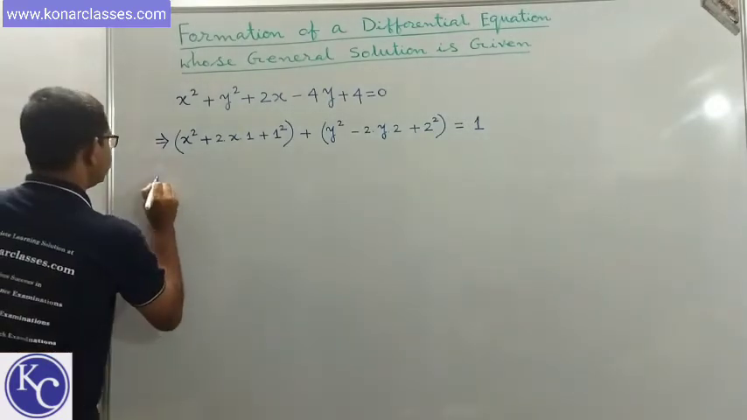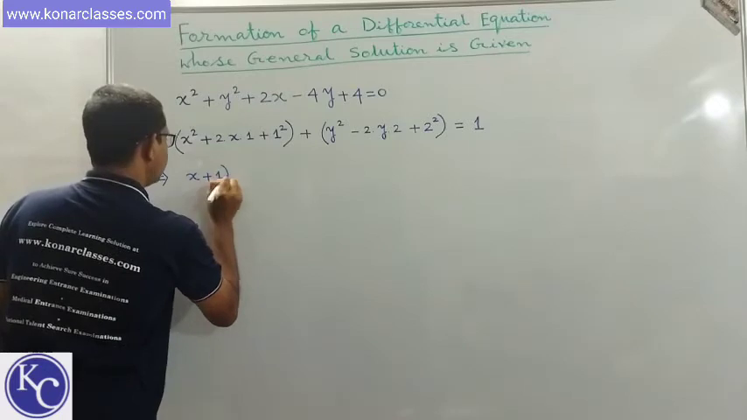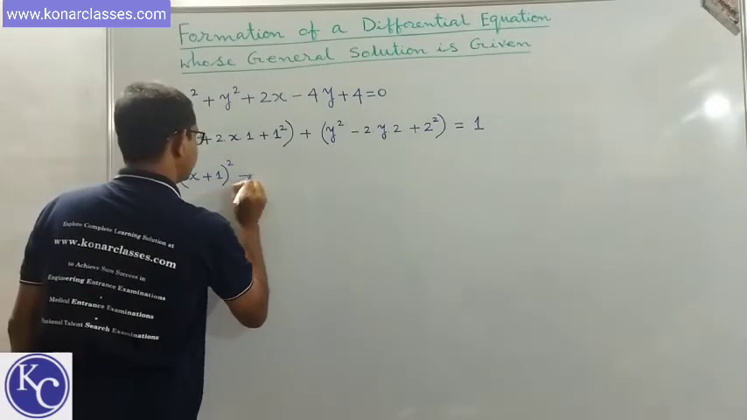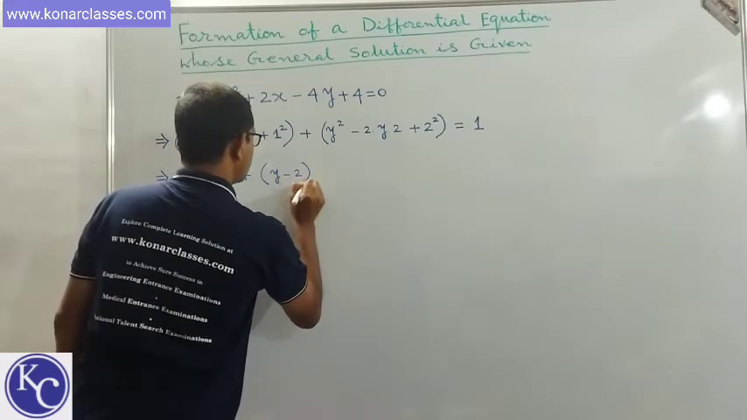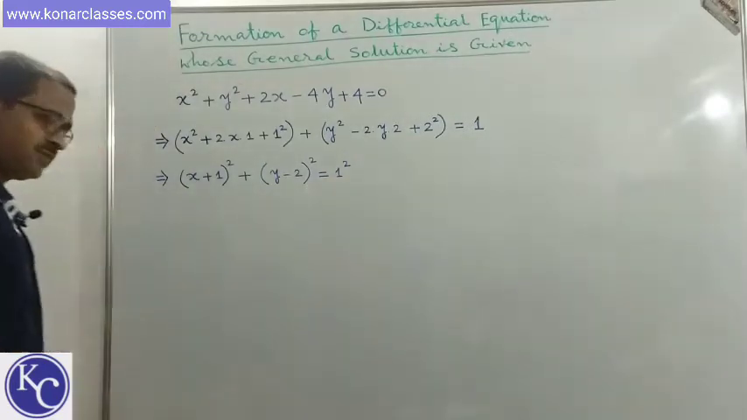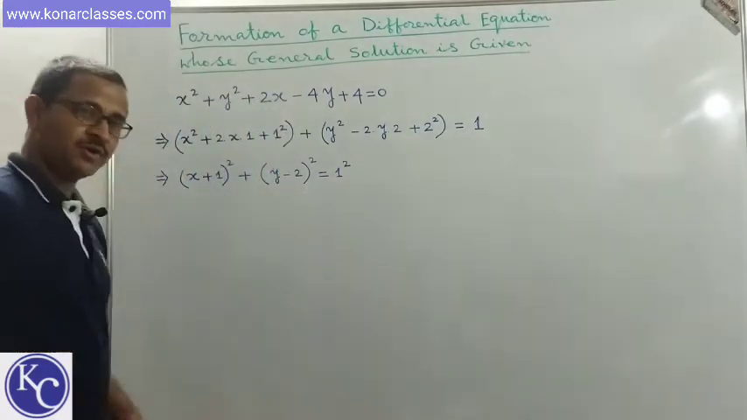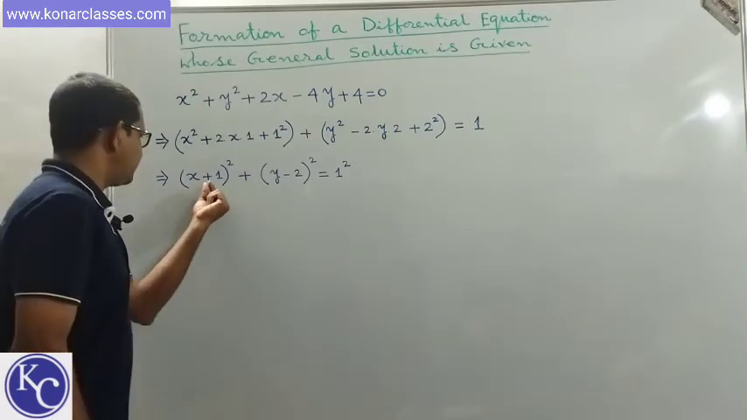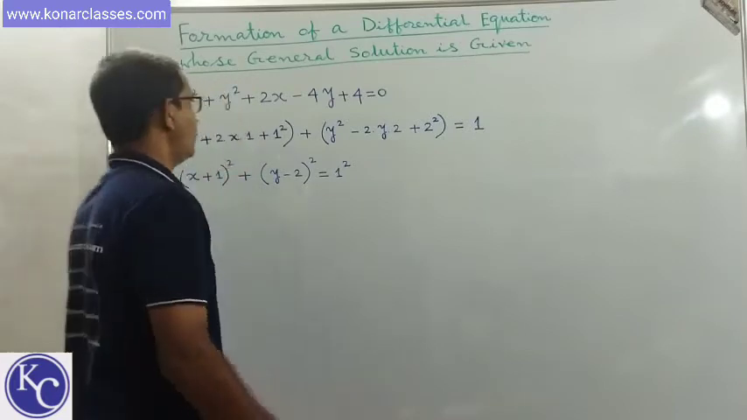So this implies, dear students, x plus 1 whole square plus y minus 2 whole square is equal to 1 square. So this is a circle whose center is at the point minus 1 comma 2 and having radius 1 unit.